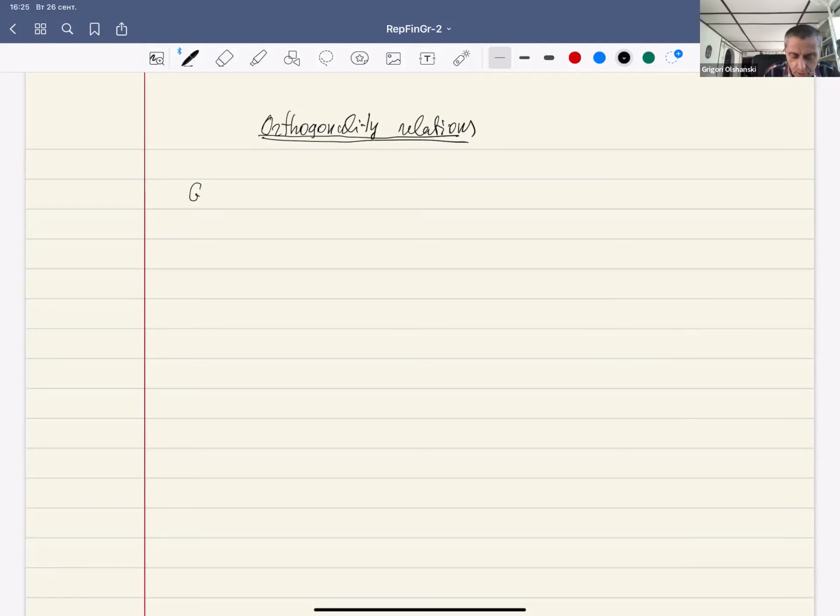So G is a finite group, and I will often write T and H for a representation of finite dimension. T is the symbol of representation, and H is the representation space. I also use the alternate notation that H is H of T. And next, G hat is the set of equivalence classes of irreducible representations.